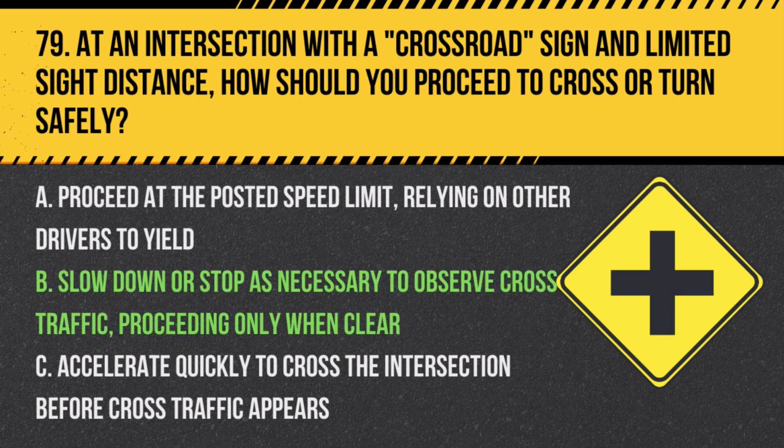Answer: B. Slow down or stop as necessary to observe cross traffic, proceeding only when clear. In intersections with a crossroad sign and limited visibility, the safest approach is to reduce speed or stop if needed, ensuring that the way is clear of cross traffic before proceeding.